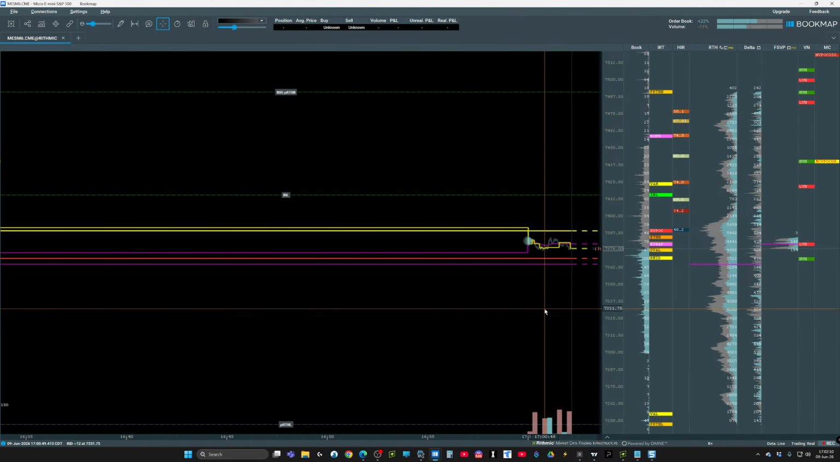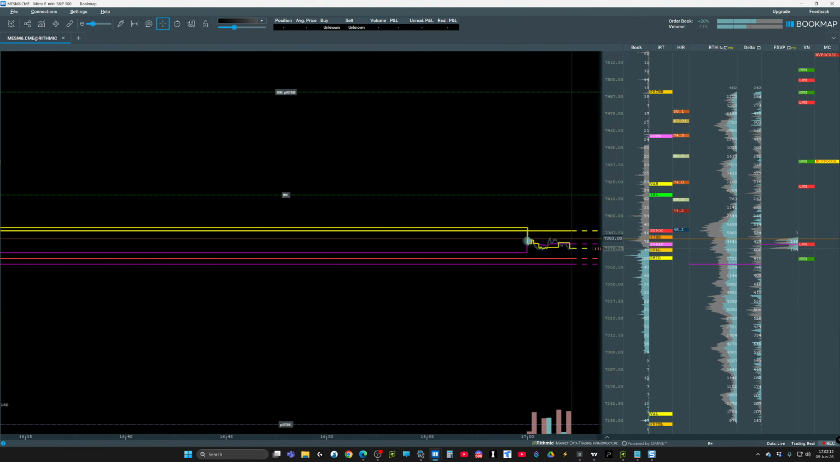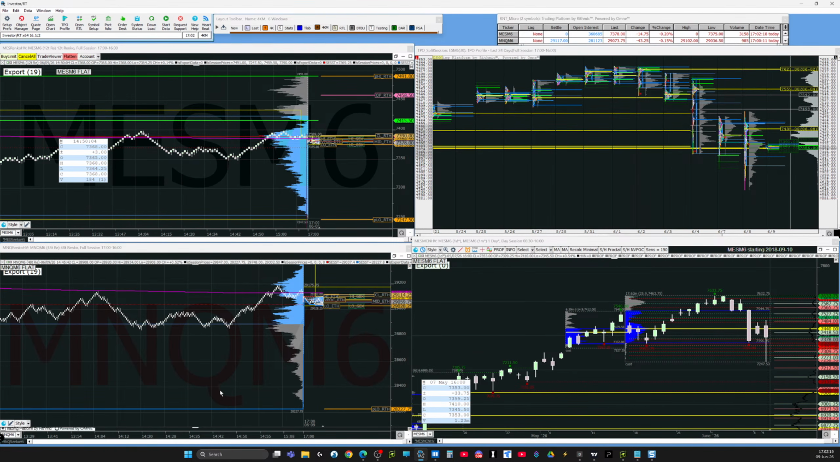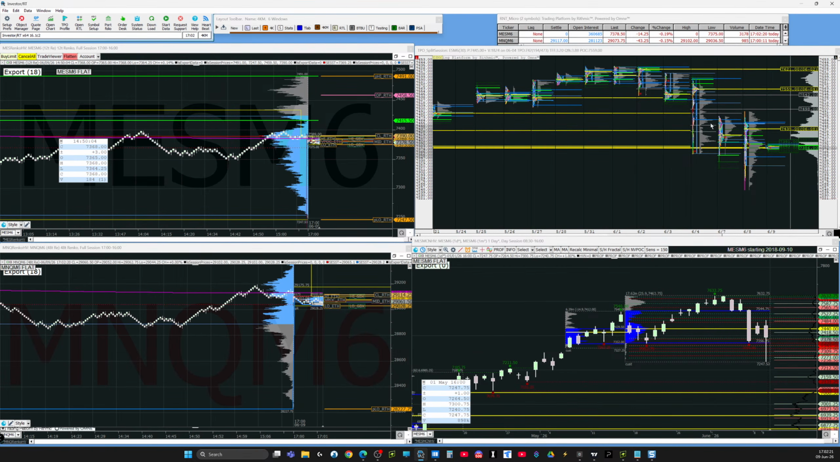Now, this is Bookmap. This is my execution platform. And this is IRT, which is my charting. You can see what a day we had today. Oh, look at this thing. Here's the candle for the day.